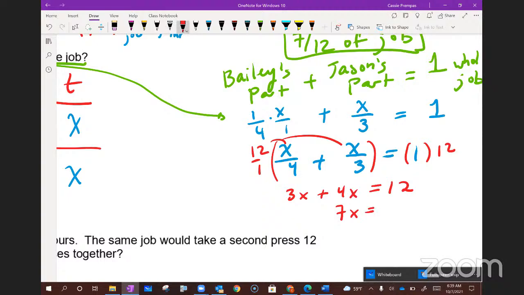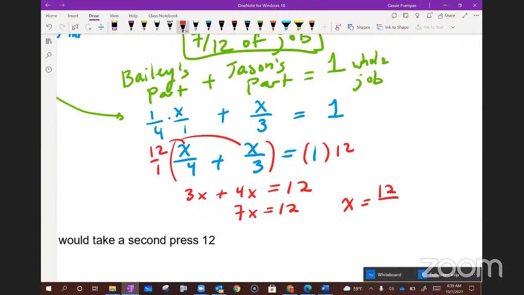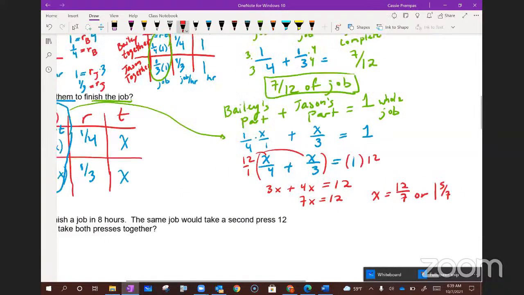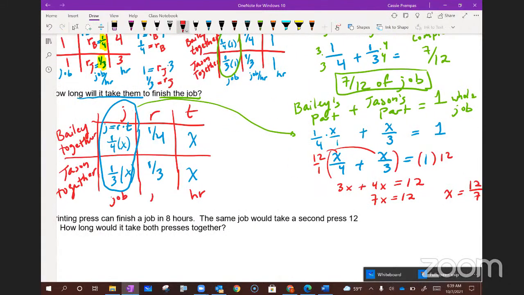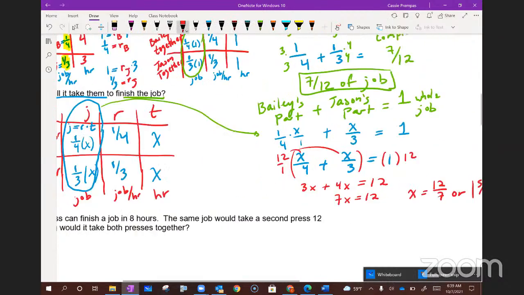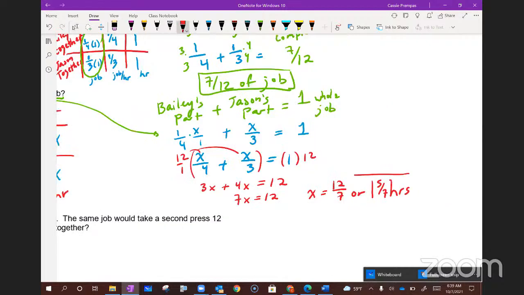So 7x is equal to 12, which means that x is equal to 12/7, or I would call that 1 5/7. Now, what was X? That was time. And we were looking at hours, job per hour. So the time it takes them working together, that's why this is the together chart, is 1 5/7 hours to complete the job. All right, let's practice some more questions together.